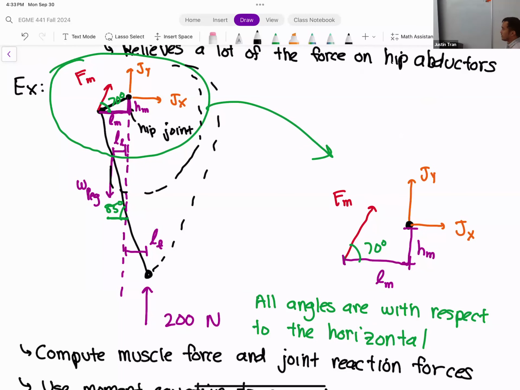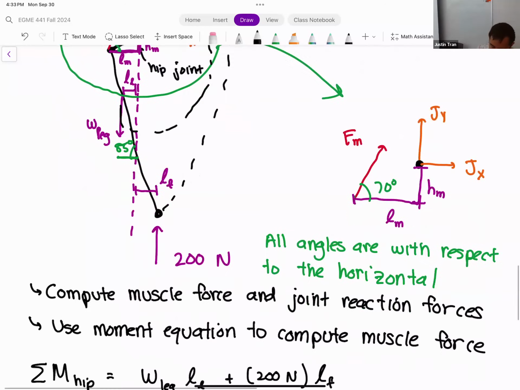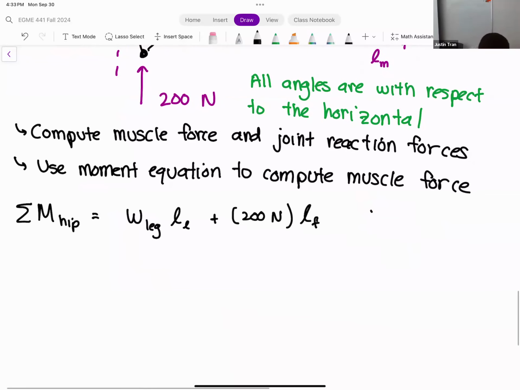And so the other moment that we need to determine here is from the muscle force itself. Now this gets a little bit tricky because normally what we are used to is taking FM and multiplying it by a certain length. And that length being the perpendicular distance between the muscle force and the joint itself.